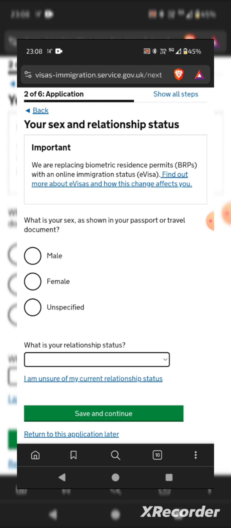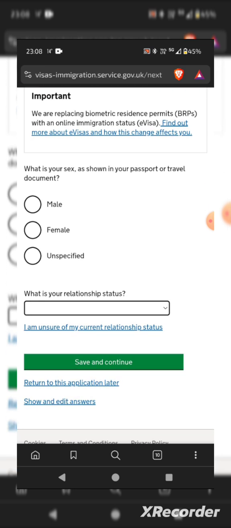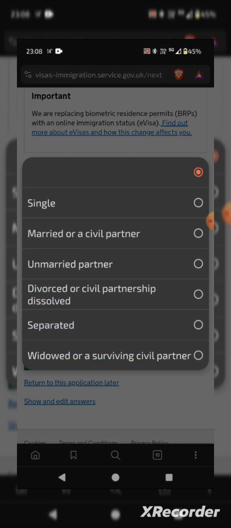So you choose your sex. Is it male, female, or unspecified? Whatever floats your boat. The world is changing, so yeah, everyone is welcome. So if you are male, choose male, female, unspecified. Yeah. Then what is your relationship status? If you are single, married, unmarried, you choose it here.